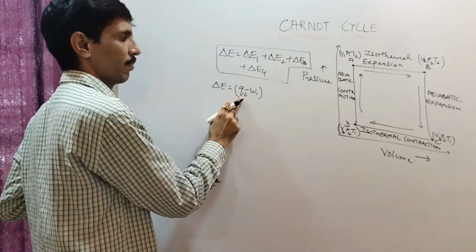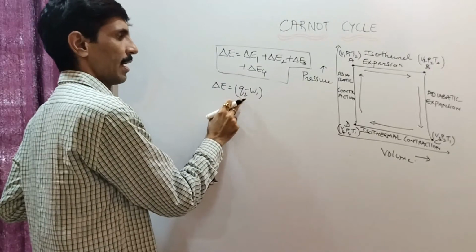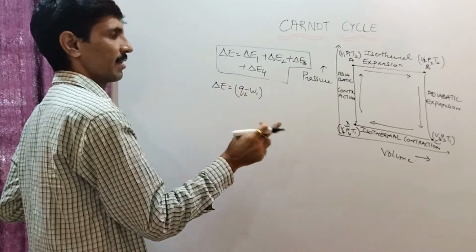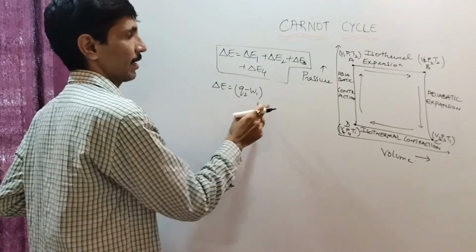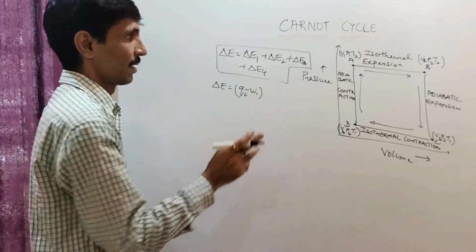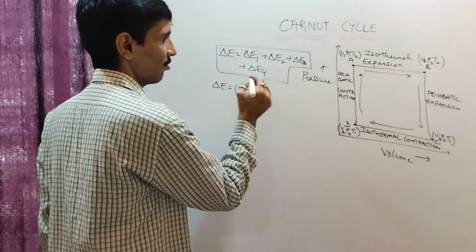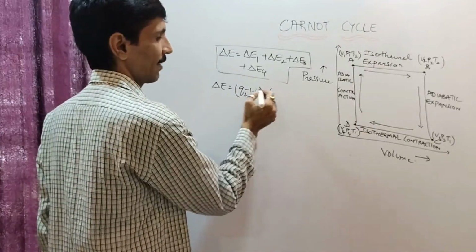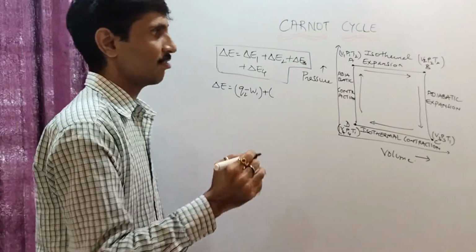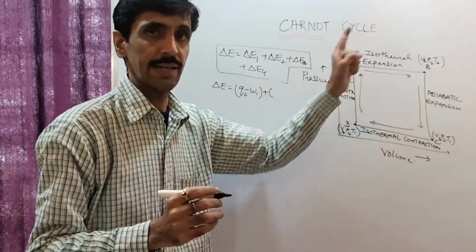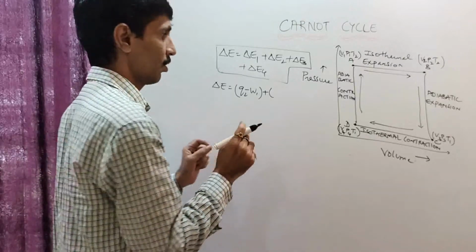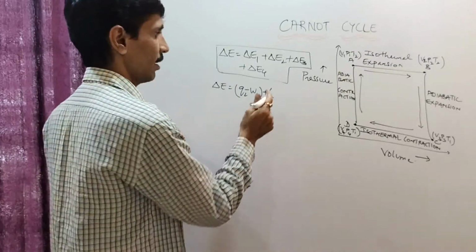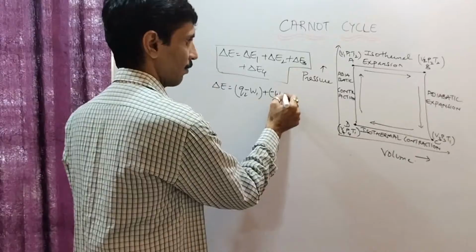Now why was it Q2? Because it was the hot reservoir, and because of the sudden cooling, the heat was absorbed, and therefore it was positive, to maintain the isothermal condition. Next part we go into, and that is plus delta E2. Now when I talk about delta E2, that was adiabatic expansion. In adiabatic expansion there is no transfer of heat, so Q was 0. The work was done by the system, and therefore we say minus W2.